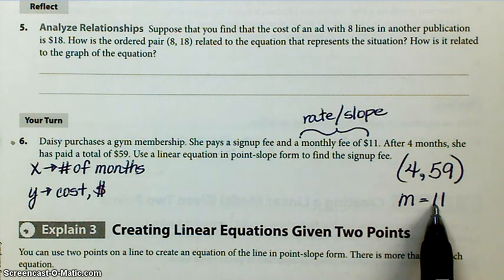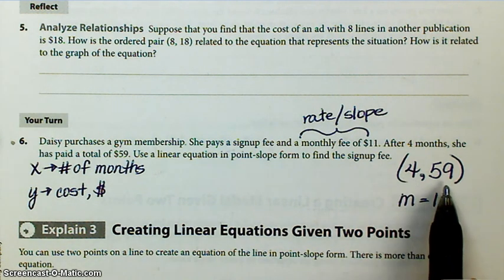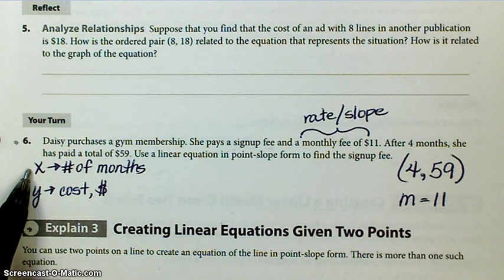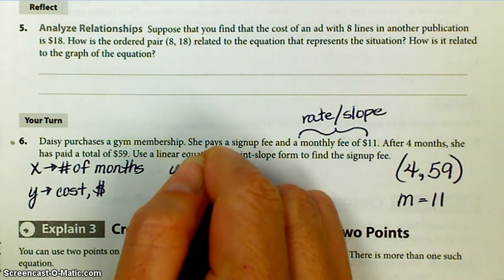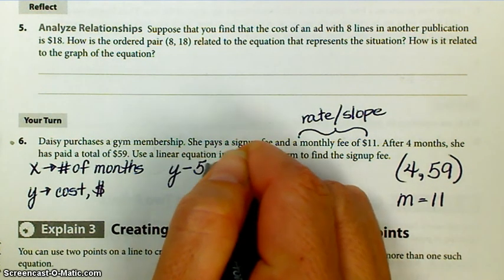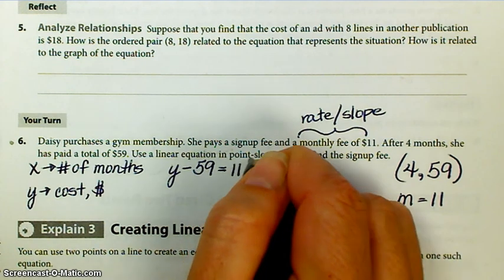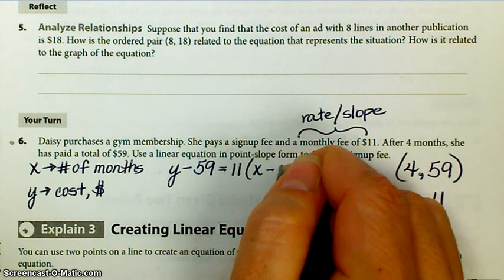After 4 months, she's paid a total of $59. So that is an ordered pair somewhere on your line. The x is your independent variable. It's your number of months. Your y is your dependent variable, and it's the cost. So use a linear equation in point-slope form to find the sign-up fee. y minus y1 equals m times x minus x1.